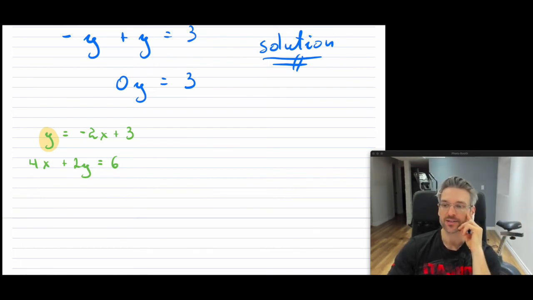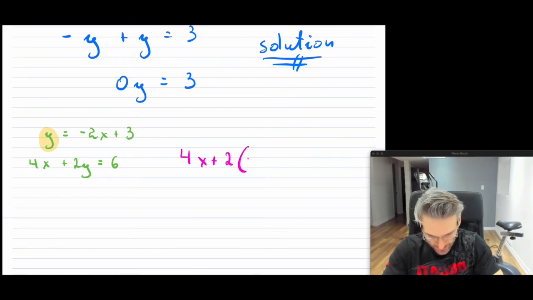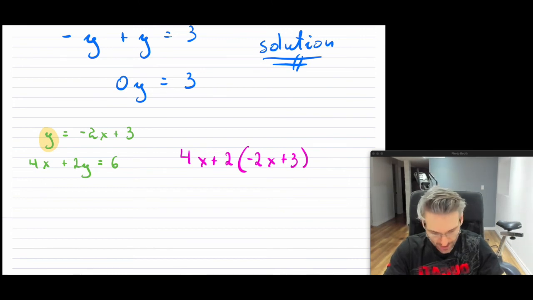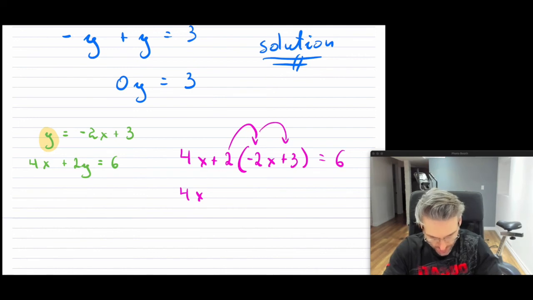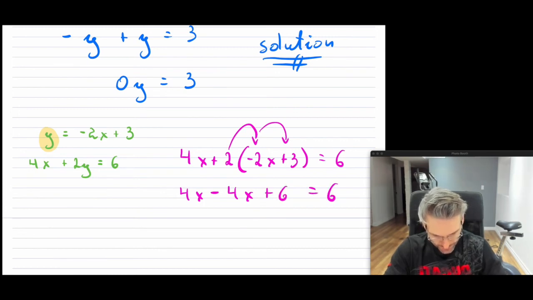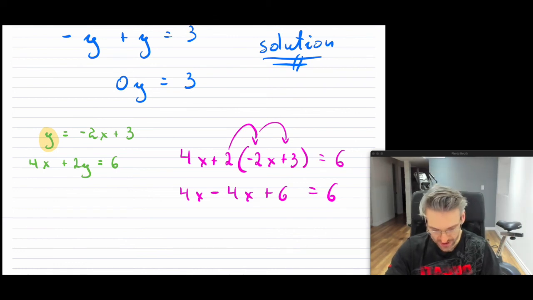So I'm going to take this y and plug it back into the other equation. So what am I going to get? I'm going to get 4x plus 2, and then I'm substituting back in for y, equals 6. So this is going to be 4x. Okay, I'm going to distribute this through. So this is negative 4x plus 6 equals 6. So 4x minus 4x, well, that's 0.